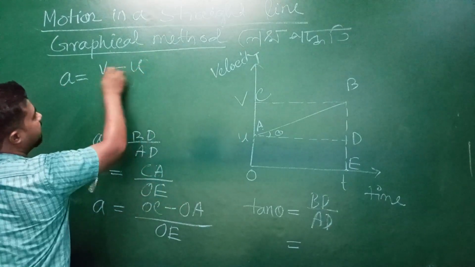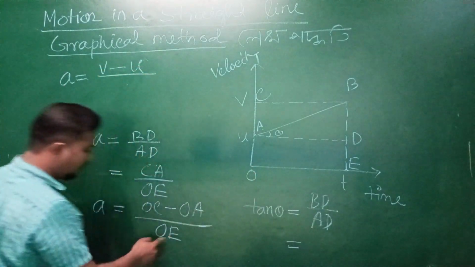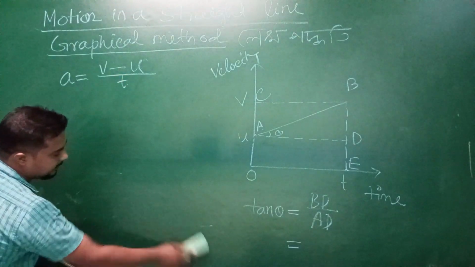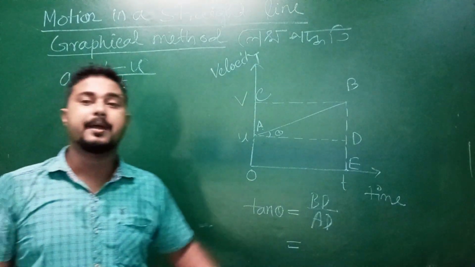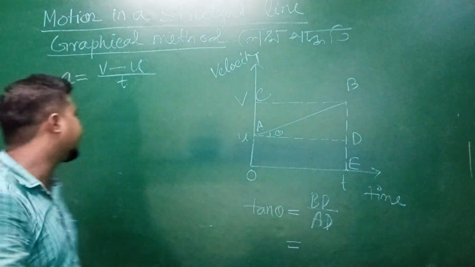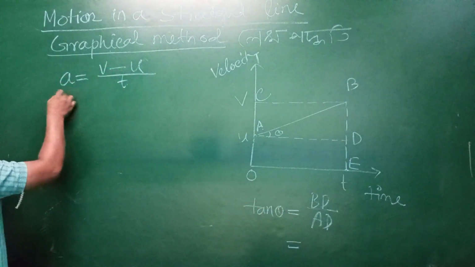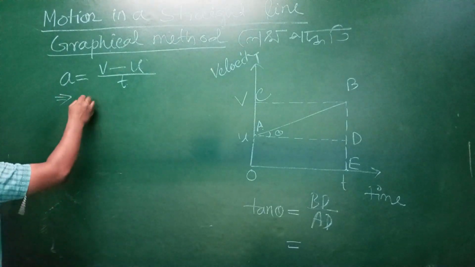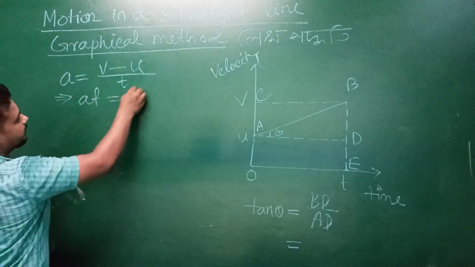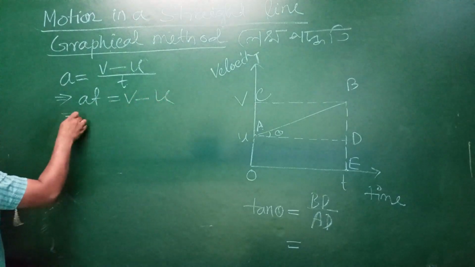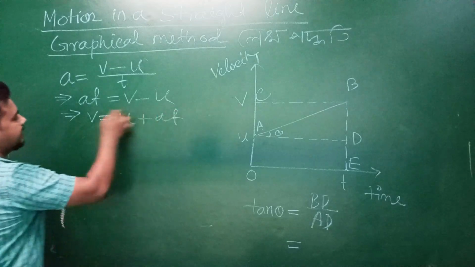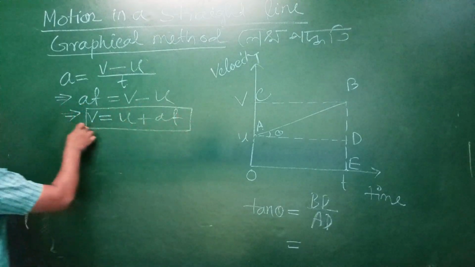It is v minus u, and OE is equal to t. We have the expression for a, which is v minus u by t. Now if we simplify the term, then the expression will be like at is equal to v minus u. This implies we can write v is equal to u plus at. So it is the first equation of motion.